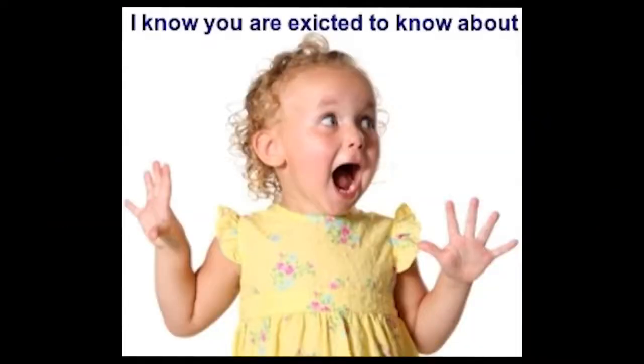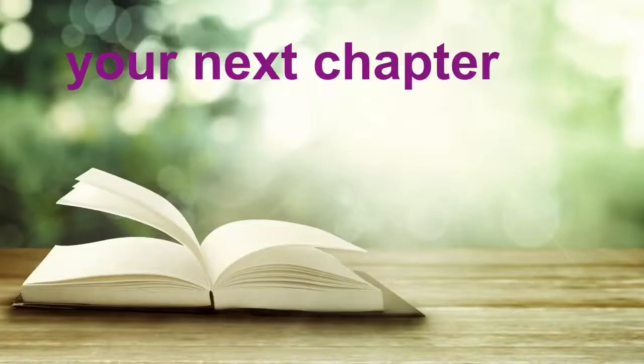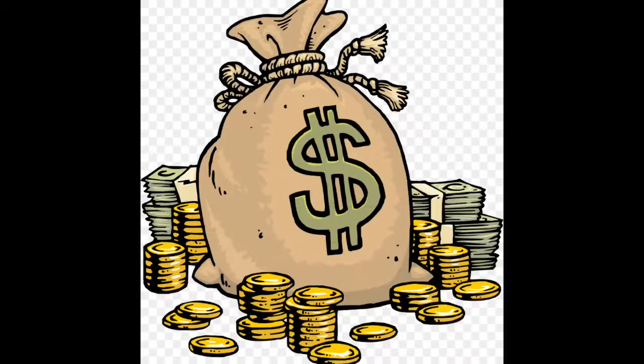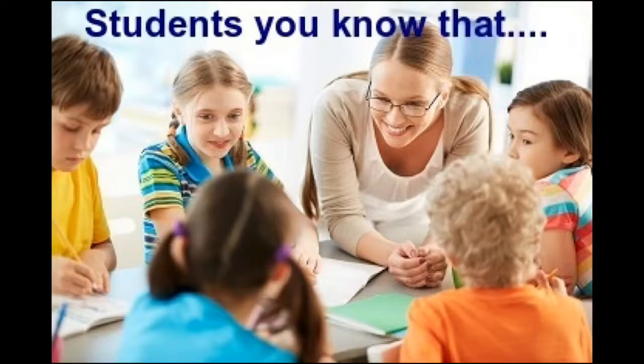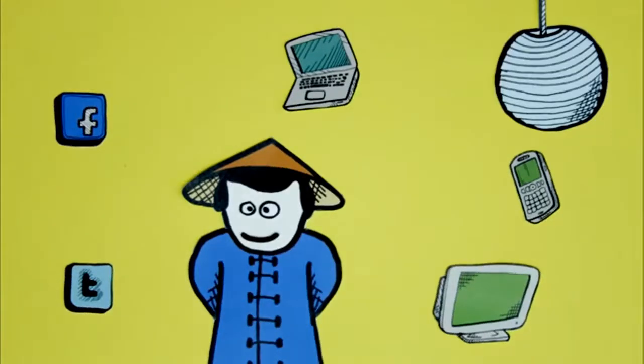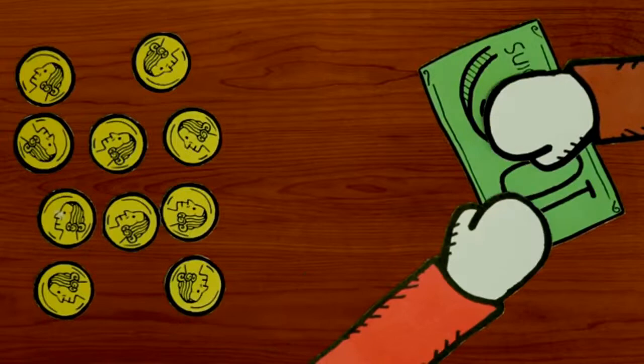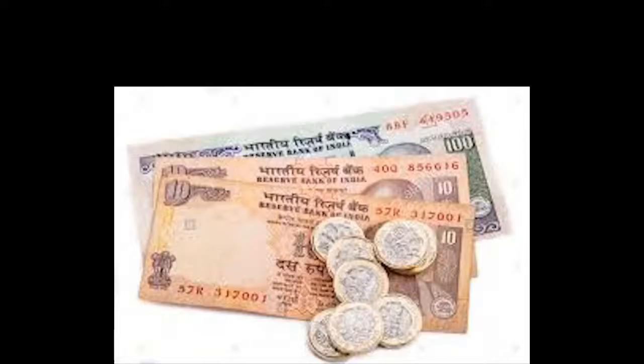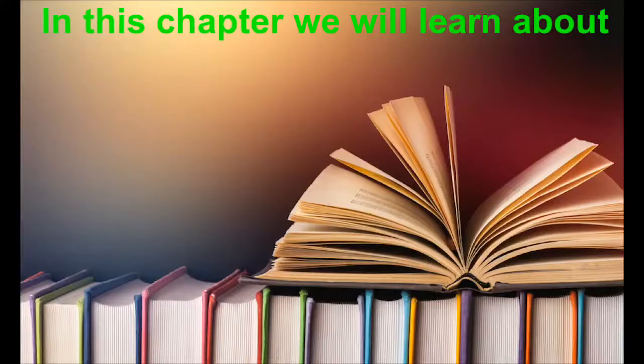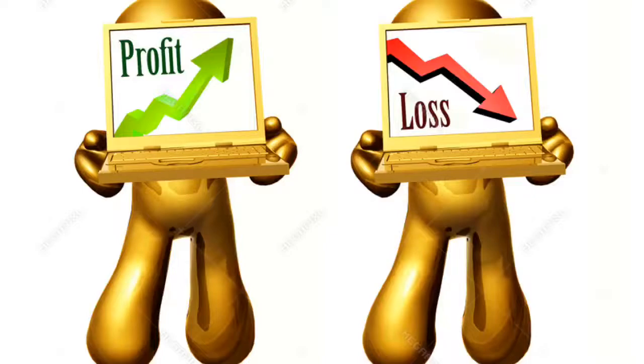I know you are excited to know about your next chapter, money. In the previous classes, we have read about money. Students, you know that we use money to purchase objects of our need. Money is in the form of coins and notes. Students, in this chapter, we'll learn about unitary method and profit and loss. So, let's first learn about unitary method.